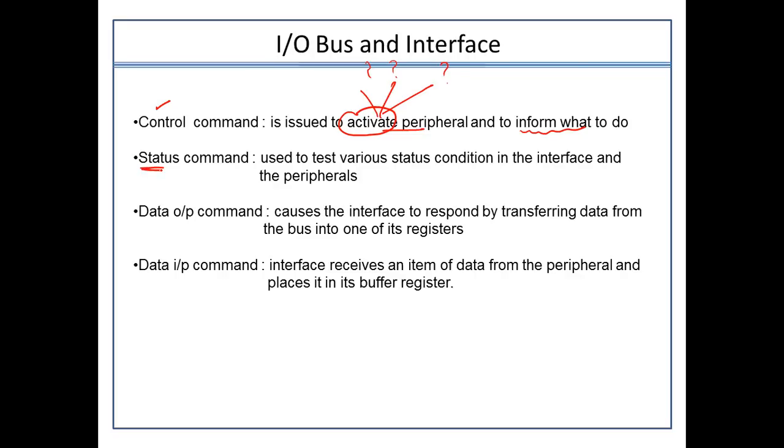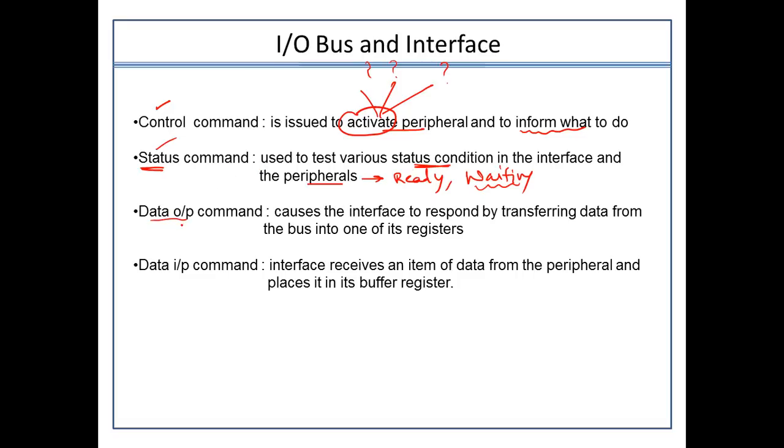Then there comes another command, which is the status command. It is basically used to test the various conditions. Like a peripheral has to be in the ready state sometimes, and in the waiting state at other times. It's not like whenever the system or the peripheral is activated, it is ready to transfer the data. No, it may have to wait for the processor to get free also. So that's why the status command is there.